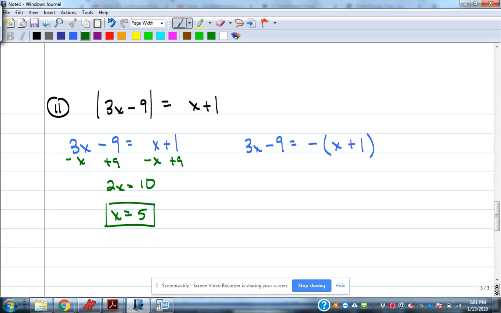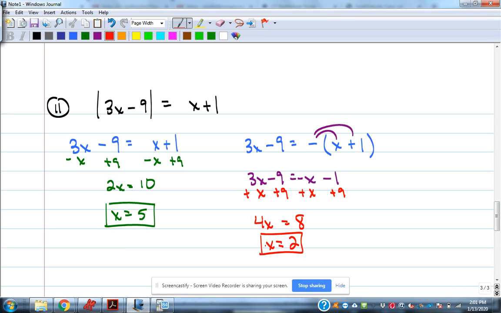Now, what should be the first step on the right-handed one? Yeah, this one we do distribute the negative to both of those things to get negative x minus 1. And then I would add x. It'd be 4x, and I would add 9 over here. Equals 8. So x is going to be 2.